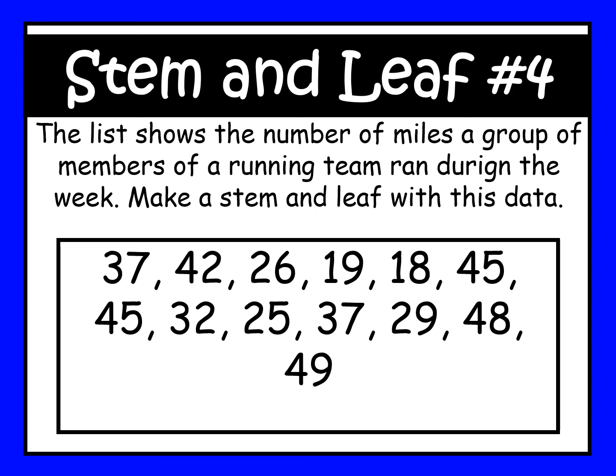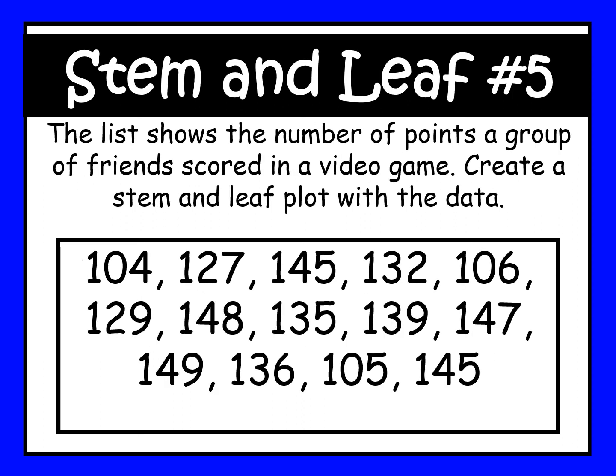Okay, let's go ahead and go to problem number 5. The list shows the number of points a group of friends scored in a video game. Create a stem and leaf plot with the data. So I'm going to give you about 45 seconds to write these numbers down. Then you're going to go back and create your stem and leaf. Go.